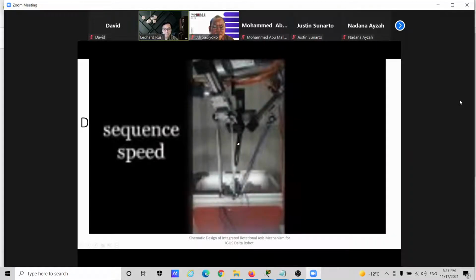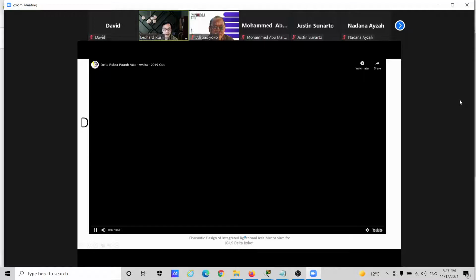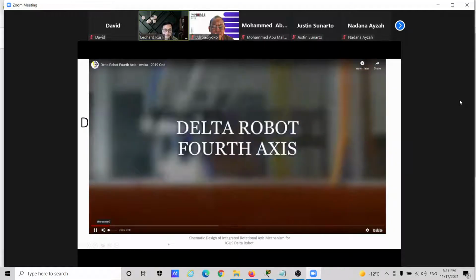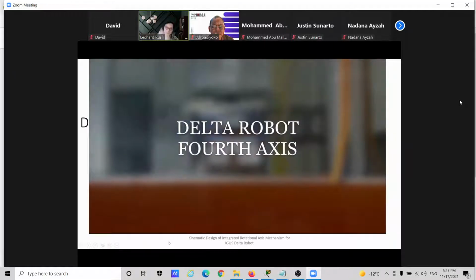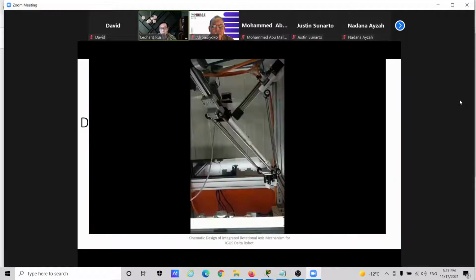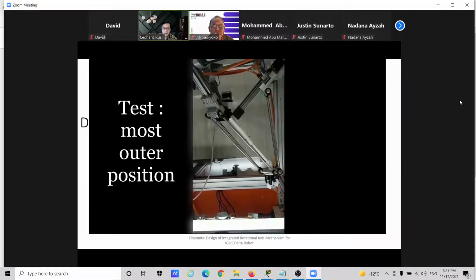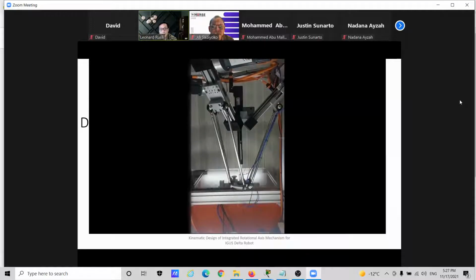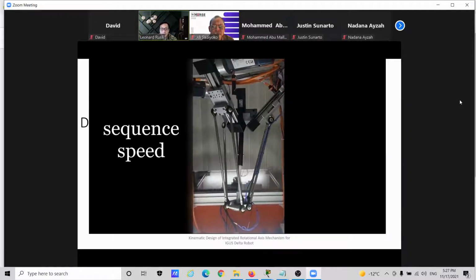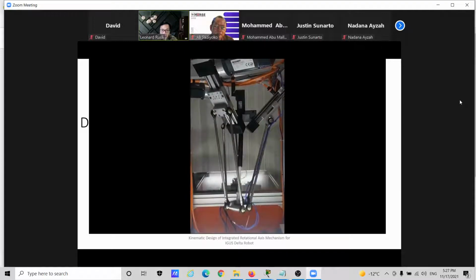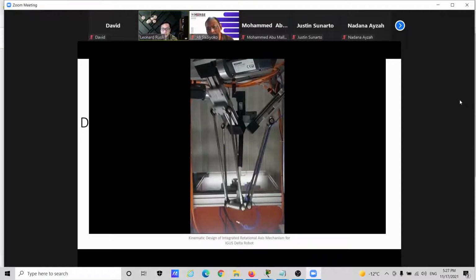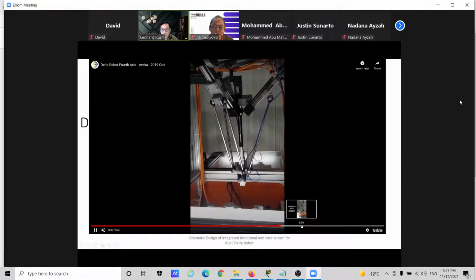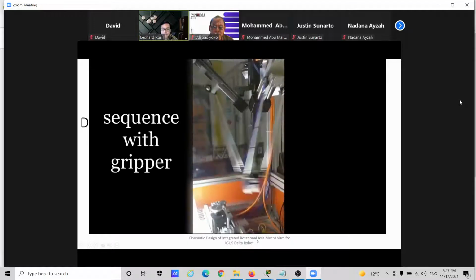Let me play the video demo of the implementation of this rotational axis. So it is called fourth axis, basically it's the rotational axis. So we programmed the demonstration to test the outermost position, rotate, and also do a test run on the back-off PLC controllers. So picking and place at different points here. And also we will have another test with the gripper rotating.